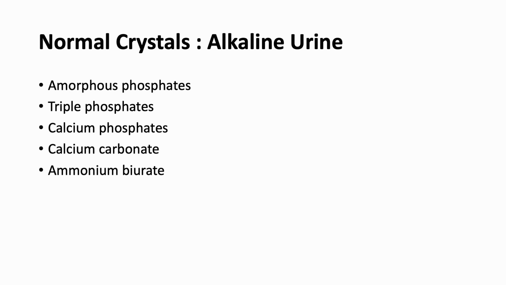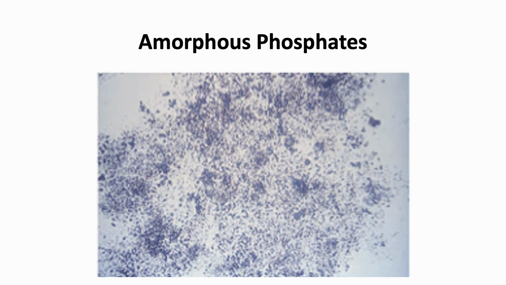Listed in this slide are the different normal crystals that are found in alkaline urine. Amorphous phosphates also appear granular, similar to the amorphous urates, and they are commonly seen in alkalinized urine. They are present in large quantities following specimen refrigeration, and they can form a white precipitate that does not dissolve upon warming.